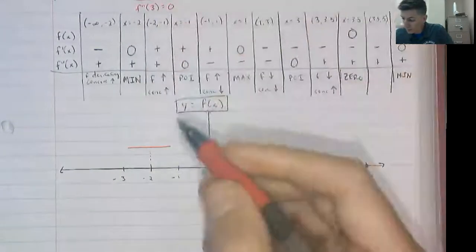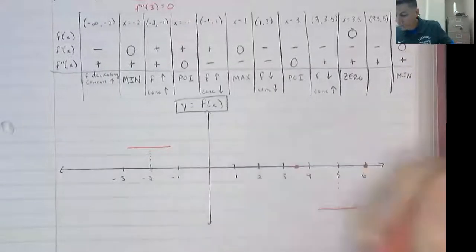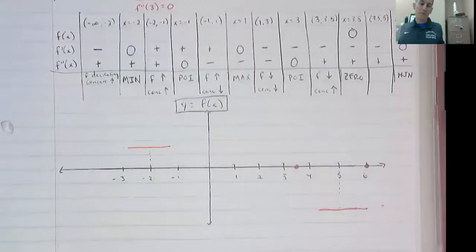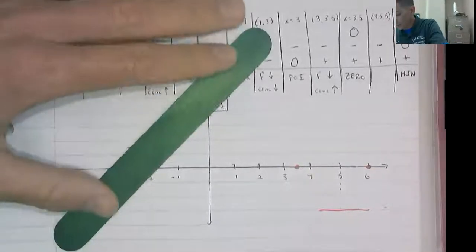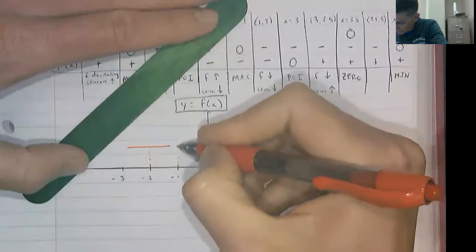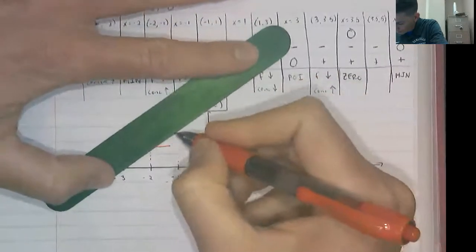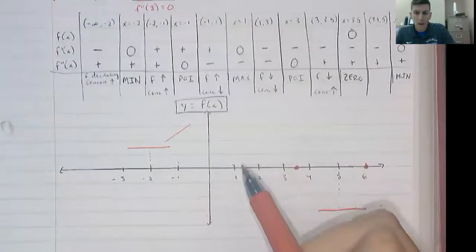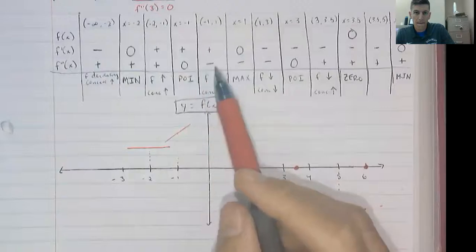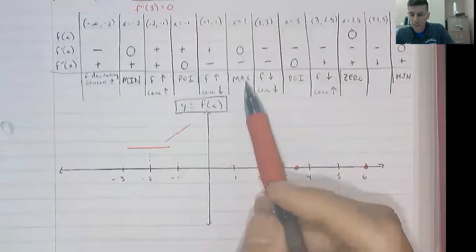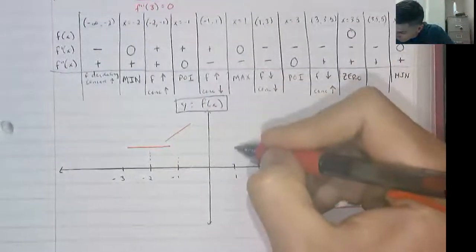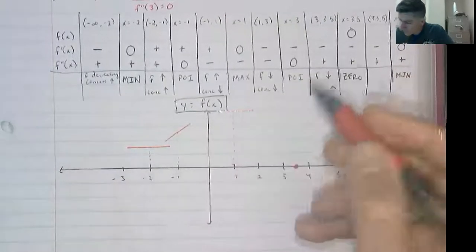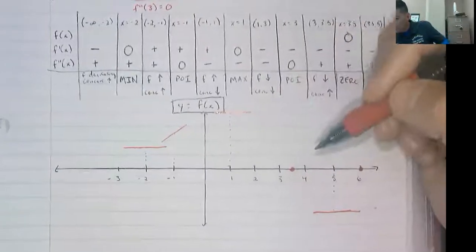At -1, we're going to have a point of inflection, which for me, I like doing points of inflection as diagonal lines, and you can just fake it. So there's your point of inflection. At 1, we hit a maximum. Another horizontal tangent. At 3, we've got another point of inflection.